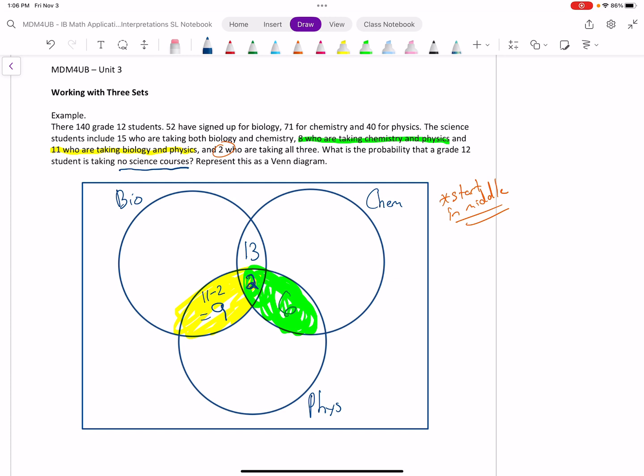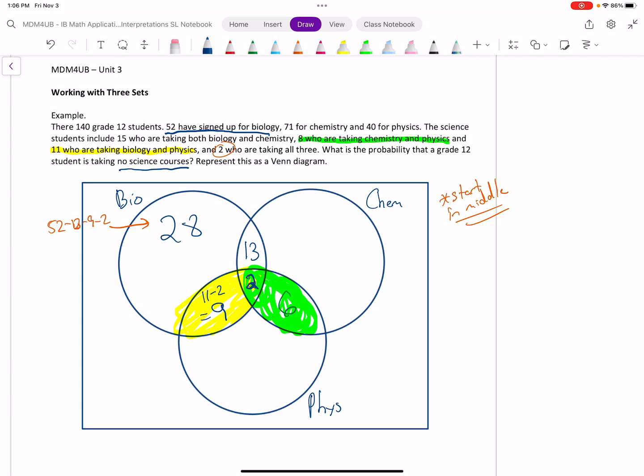And then as I fill out the outer parts of each circle, let's go to the bio one. 52 have signed up for bio. Right now I've already got 9 plus 2 plus 13. So what's that? That's 24. So I've already got 24 in the bubble. What I need to do is say, okay, well, what's left over to go in the outside of the bubble, out of the 52? So I take 52 minus 13, minus 9, and minus 2, which gives me 28 who are taking bio only. So those are the students who just are studying bio.